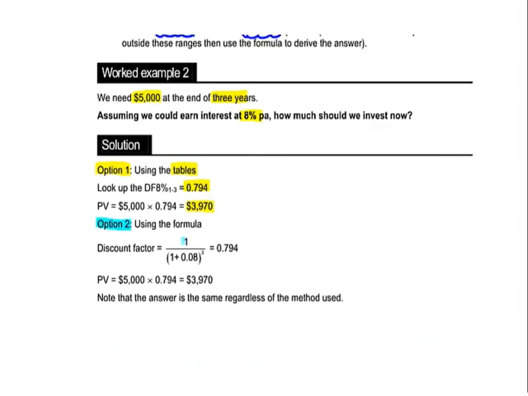Second method then is to use the formula. So we need to work out the discount factor ourselves, which is 1 divided by 1 plus r to the n. So 1 divided by 1.08 to the power 3. And then we multiply the answer by 5,000. So the answer is the same regardless of the method used. It's just that option 1 is quicker because there's one less calculation to do.